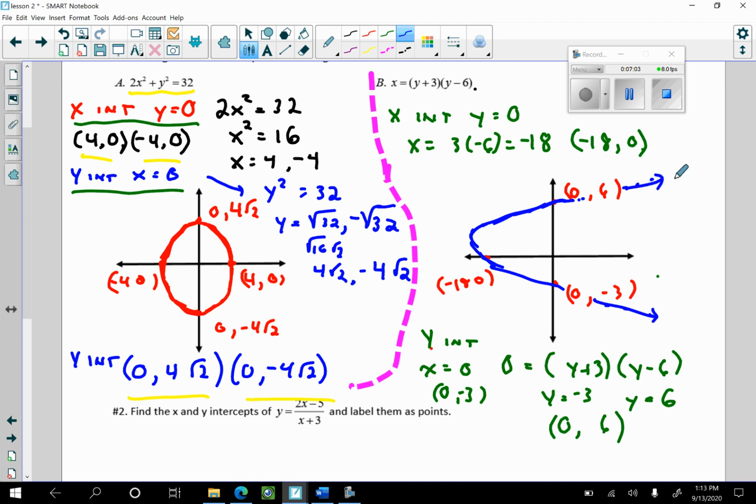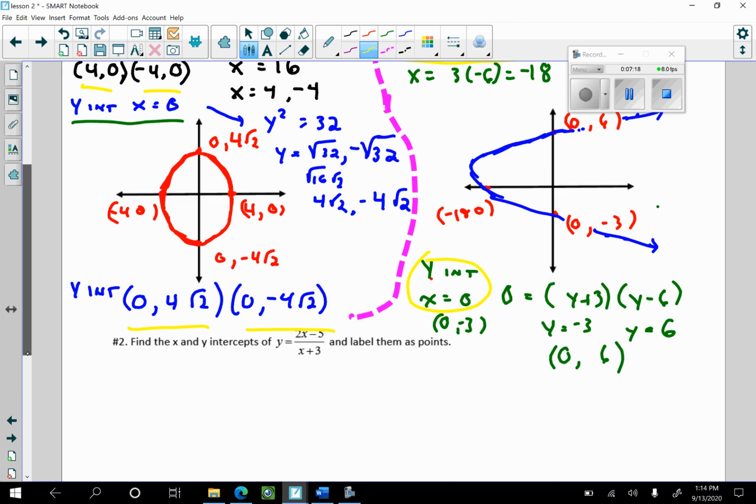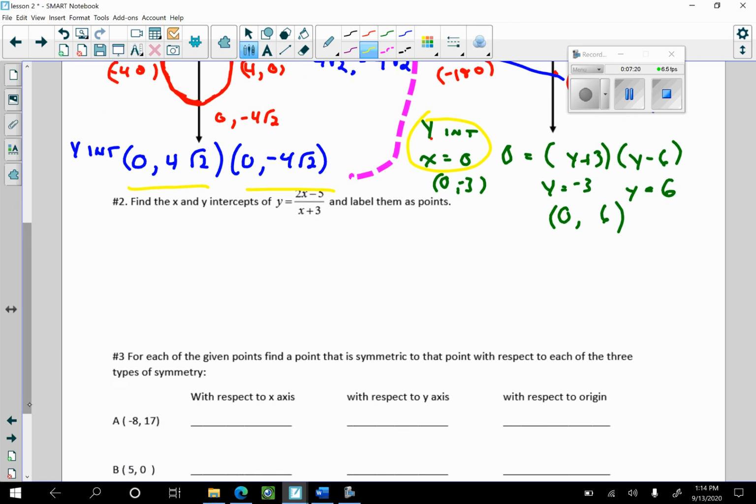Okay? So what's important here is knowing how to find the x-intercept, let y equal 0. Knowing how to find the y-intercept by letting x equal 0. Here's a good problem here. Find the x and y-intercepts of this particular rational creature here. We did a little bit of this in Algebra 2.